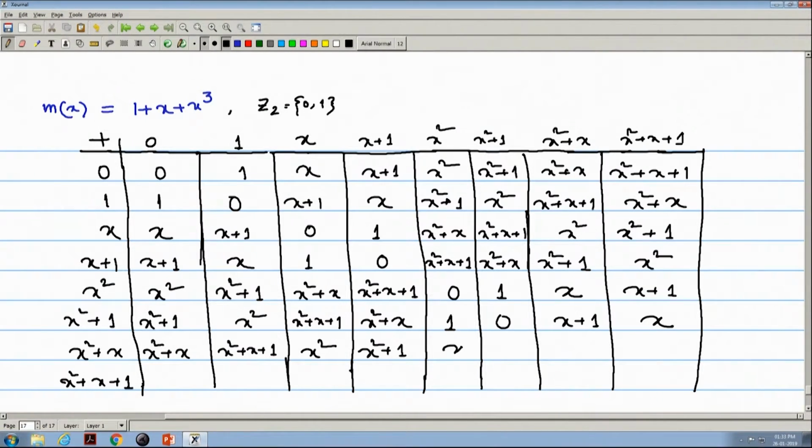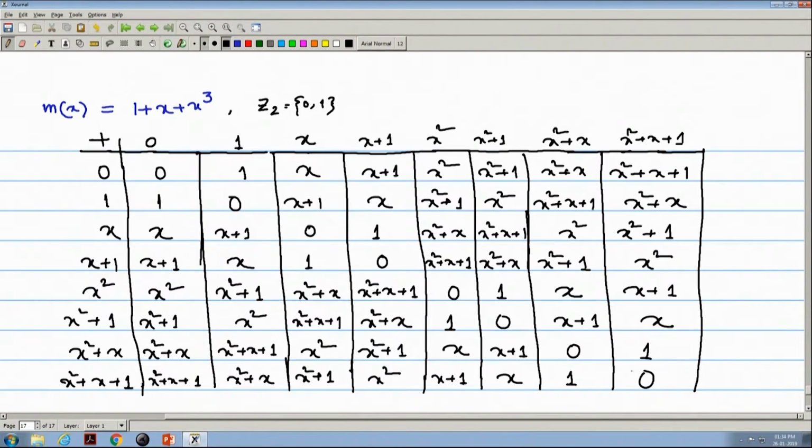Now, x, then x plus 1, then x square plus x will be 0, x square plus x, this will be 1. Now, x square plus x plus 1, x square plus x square plus 1, now x square, now this becomes x plus 1, now this becomes x, this becomes 1, this becomes 0.